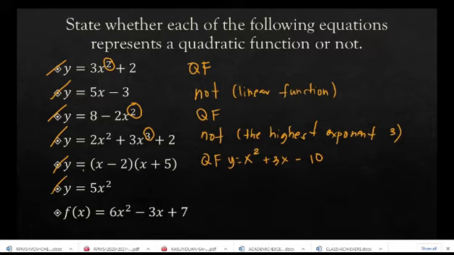Next, we have y equal to 5x squared. Again, this is a quadratic function, since the only exponent here is 2, so therefore the highest exponent is 2. Next, the function of x, or f of x, is equal to 6x squared minus 3x plus 7. Is it a quadratic function or not?